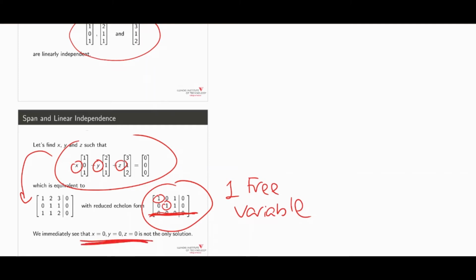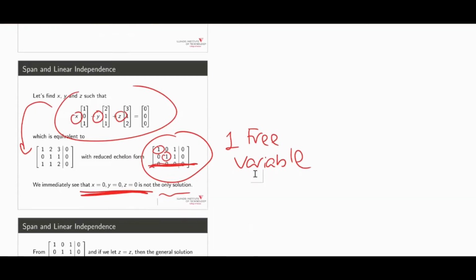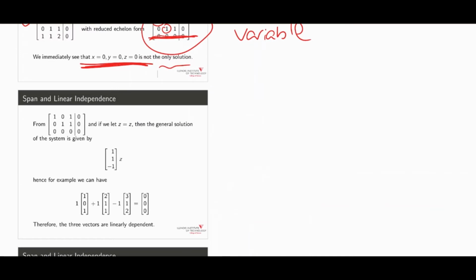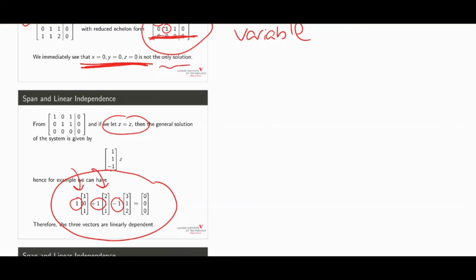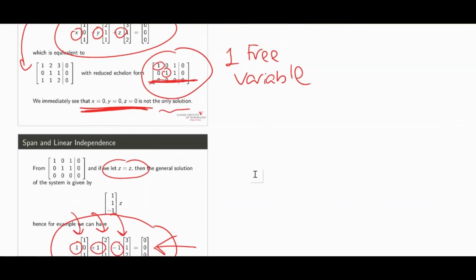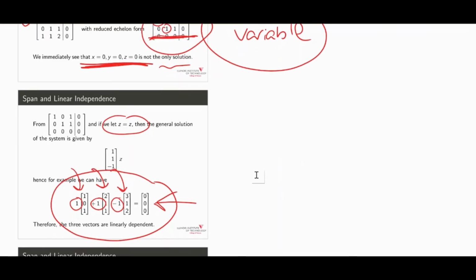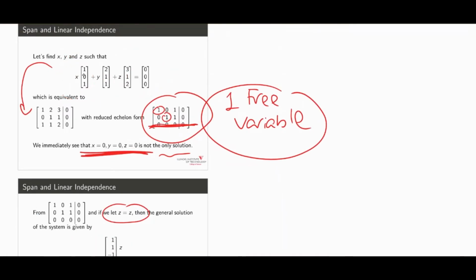So you will see that this is not the only solution. We have many other solutions. We can actually pick one particular example to show that I can take one of these vectors, minus one of this vector, to get 0, 0, 0. So I don't have to be all 0. I can see that I have a free variable and infinitely many solutions. So there's more than one way to write this, and so they are dependent. These three vectors are dependent. Okay, they are not independent.